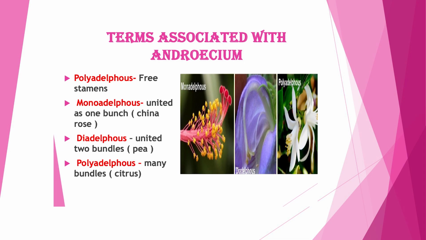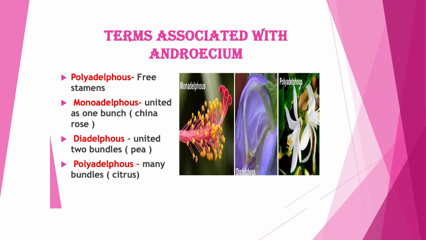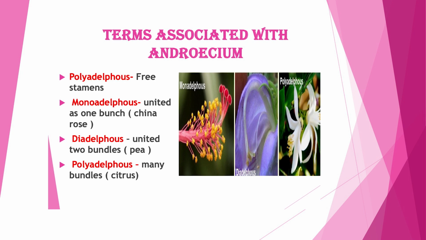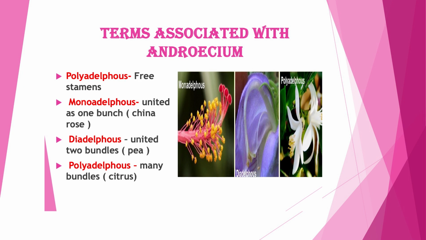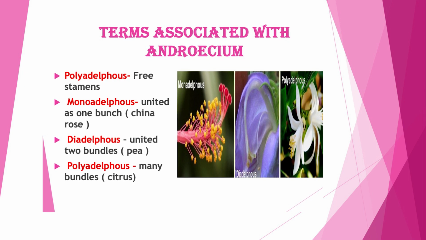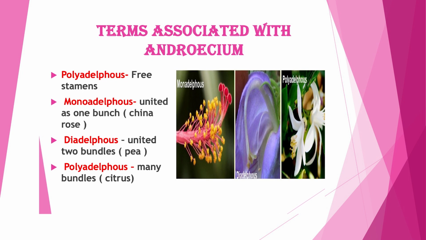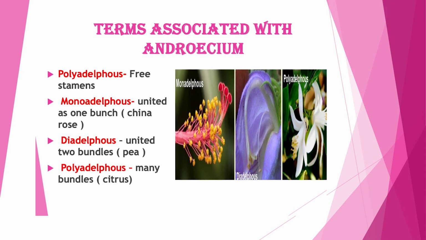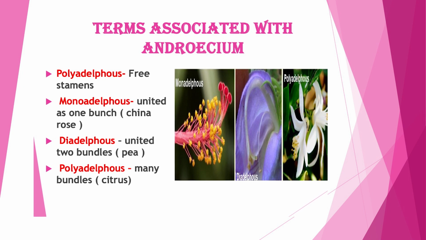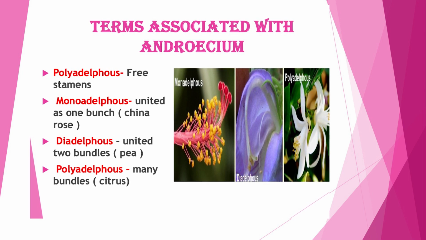Important terms associated with androecium: polyandrous, if stamens in the flower are free, it is called polyandrous. Synandrous, if the stamens are united, it is called synandrous. Kindly observe the pictures on the slide carefully. Synandrous stamens may exhibit any one of these arrangements. Monoadelphous, united as one bunch as you see in China rose. Diadelphous, united in two bundles, for example in pea, and polyadelphous, many bundles like you see in citrus.